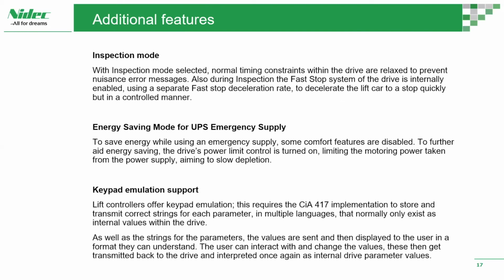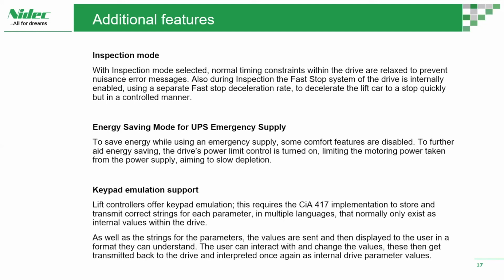So for example, if there's an actual operator on top of the lift car and they are manually in control of the movement of the lift, they can use fast stop to have a sudden but still controlled stop of the lift, and therefore the operator at the top of the car is still safe and able to nudge the lift car up and down in the shaft.